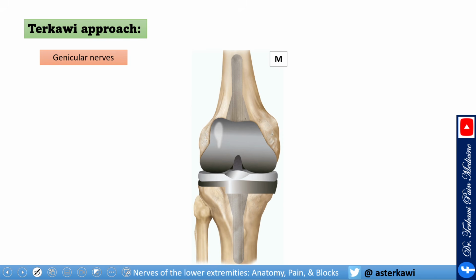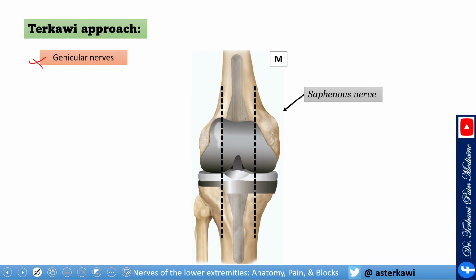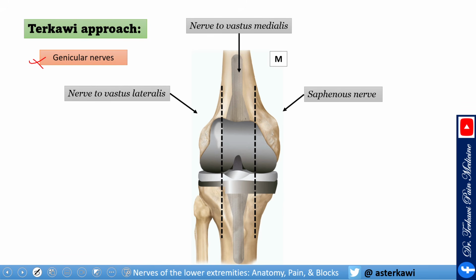So my approach when I have chronic post total knee replacement pain is that it's a good idea to start with the genicular nerves, which we're not going to cover in this specific video. Then I divide the knee into thirds. If the pain is mostly in the inner or medial third, I go with saphenous, then the middle, nerve to vastus medialis, then nerve to vastus lateralis, and if it's below, I will go with the infrapatellar nerve.